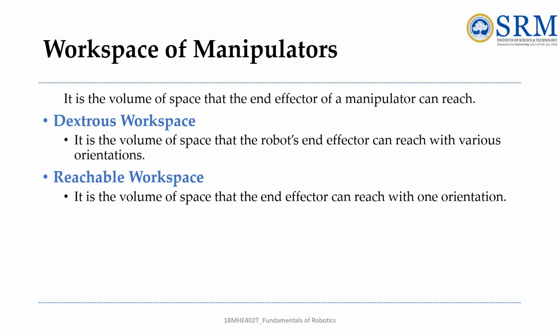Next is about what is a workspace of manipulators. Workspace of a robot is like the area it can get its hand to. So here, a reachable workspace is the part it can touch in one specific way, while the dexterous workspace is all the different ways it can reach out and touch things.